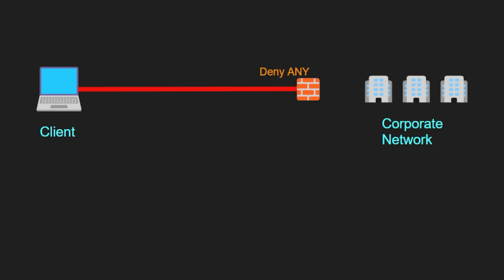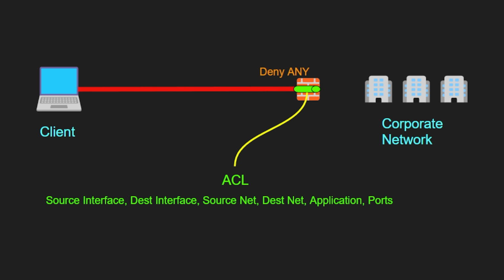So what we do with an ACL is we're going to open a hole into this firewall that's going to allow traffic to get through to the firewall. Once we do that, we will then have access into the corporate network, and that is configured with the ACL. Now, the ACL is going to be source interface, the destination interface, the source network, the destination network, and then the application if you want to specify, and the ports.